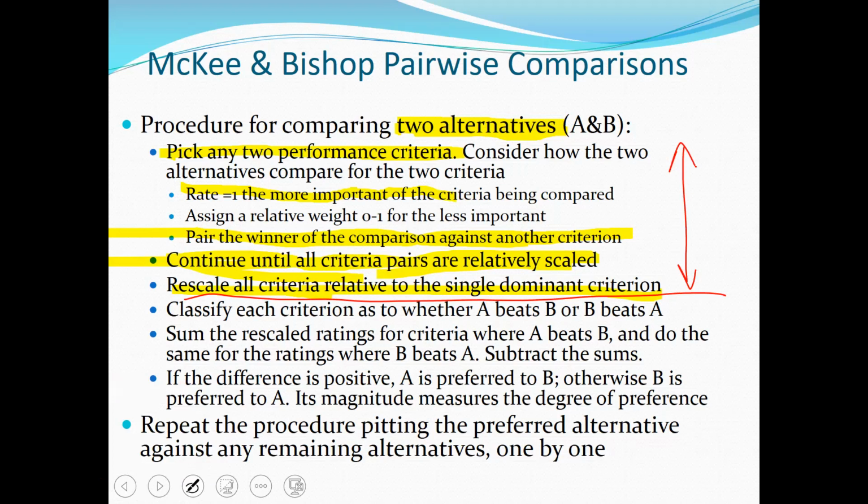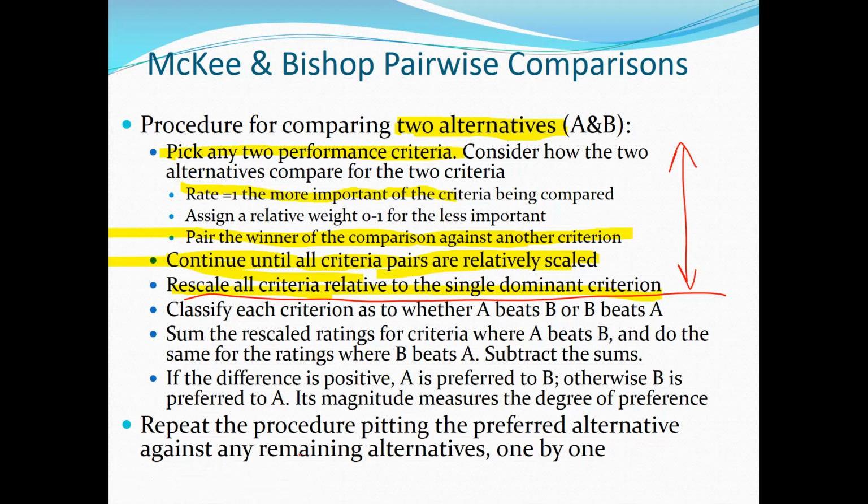And then we'll classify, for each criterion, which of the two alternatives works better. Then we just sum the rescaled rating for criteria where A beats B, and do the same for the ratings where B beats A. And you subtract the sums. If the difference is positive, then we prefer alternative A, otherwise B is preferred to A.